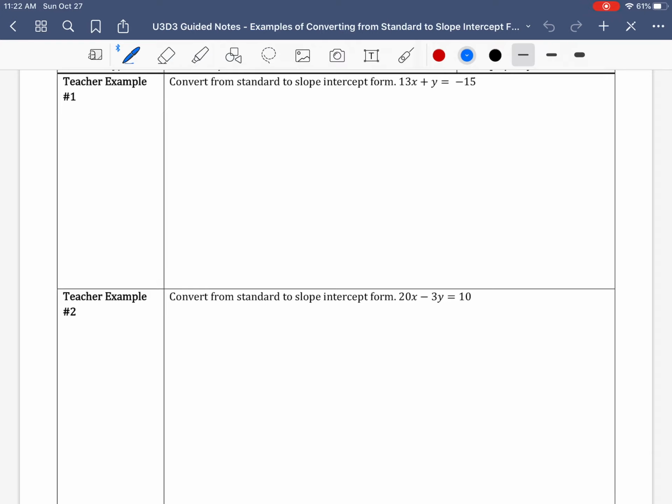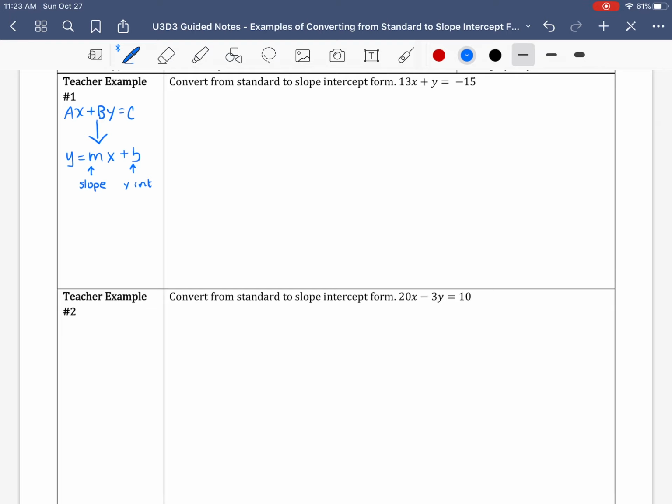slope-intercept form. So as a real quick review, we know that standard form is in the form ax plus by equals c, where a, b, and c are all numbers, and a has to be positive. We know that slope-intercept form is y equals mx plus b, where m represents our slope and b represents our y-intercept. And this is a process from taking it from standard into slope-intercept form.